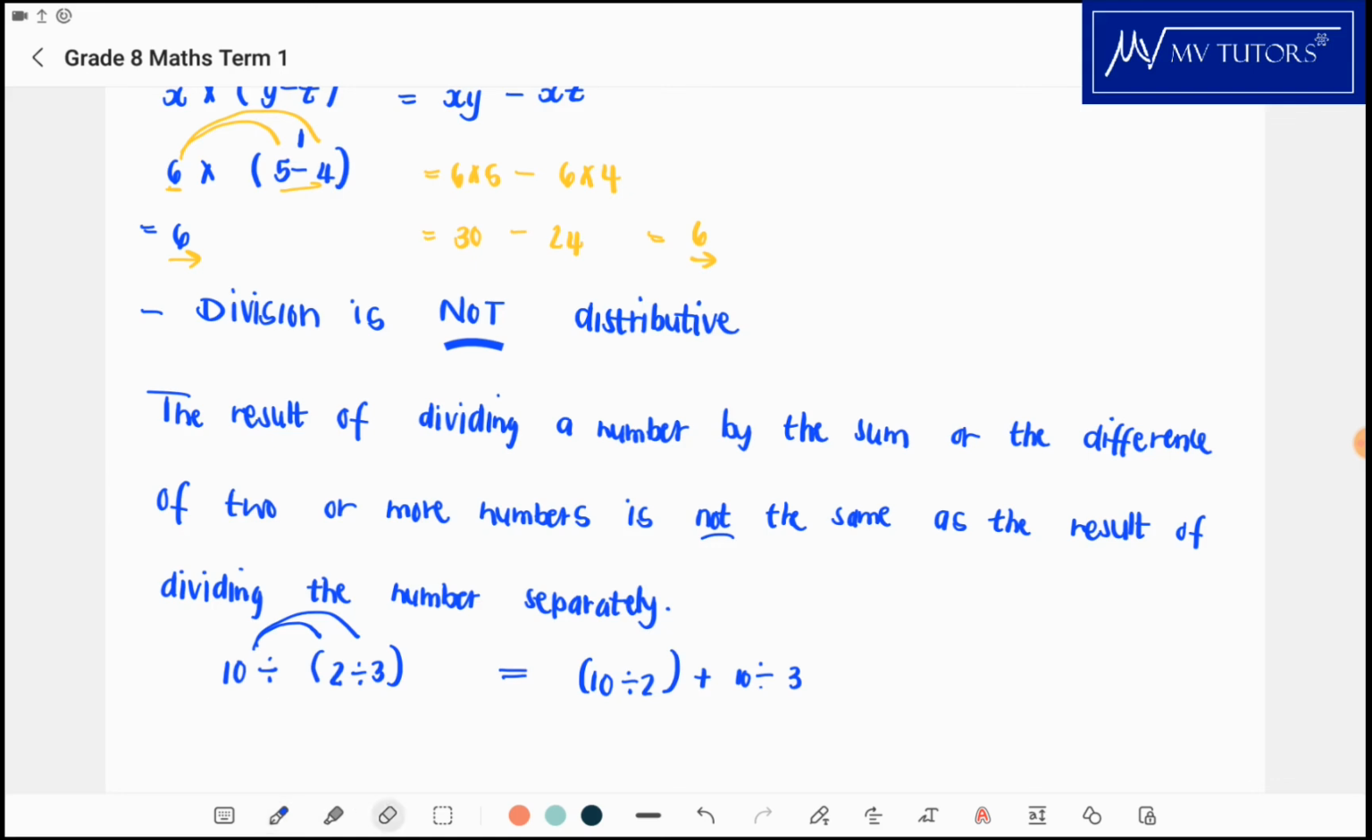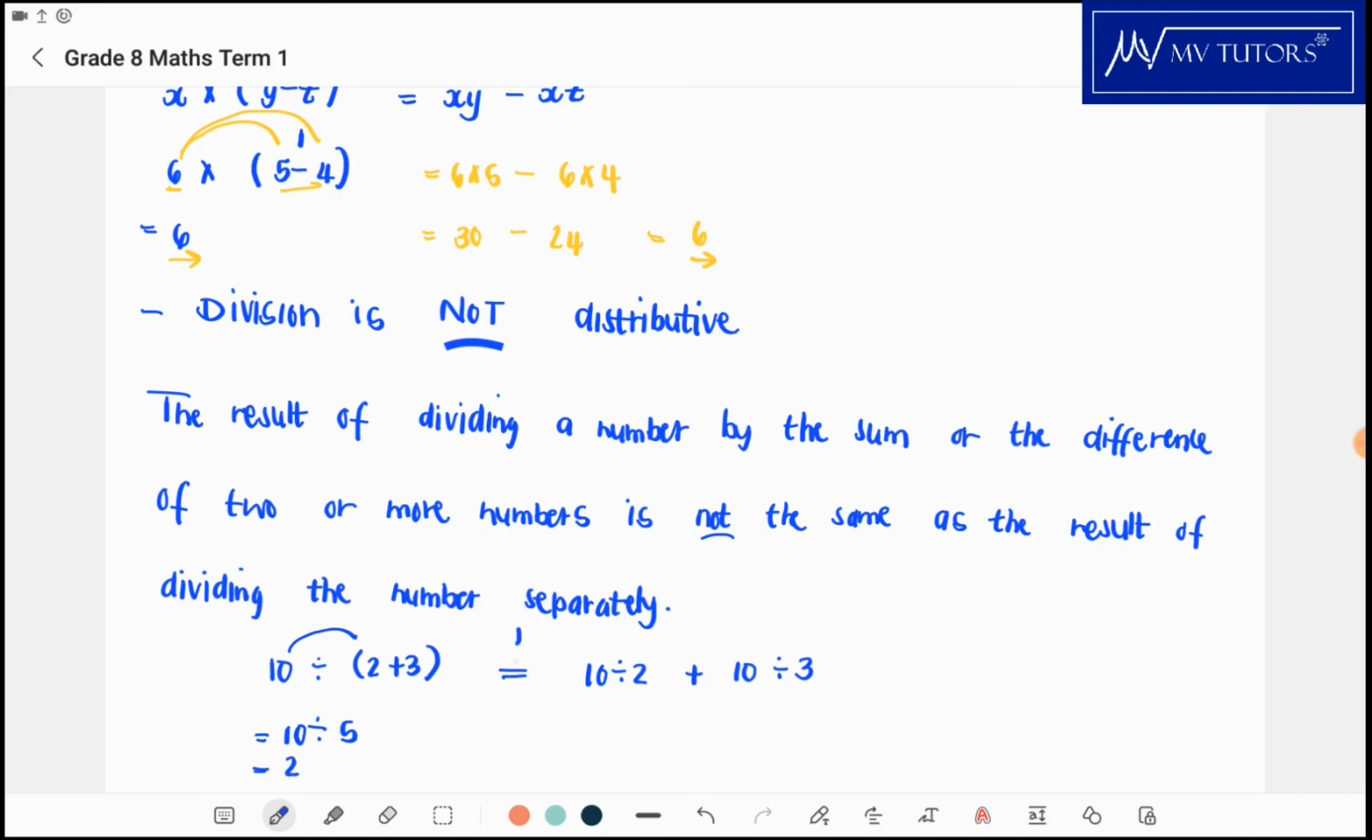For example, we always need to check whatever theory that you have, you need to make sure that it checks out properly. Let me rather do it like this. Let's say 10 divided by (2 plus 3). Is it going to be equal to 10 divided by 2 plus 10 divided by 3? Let's see. 2 plus 3 is 5, right? So 10 divided by 5, that will be 2.